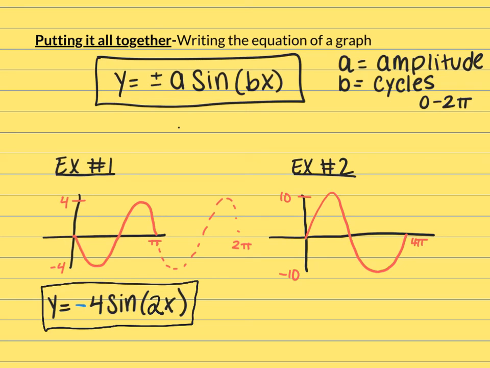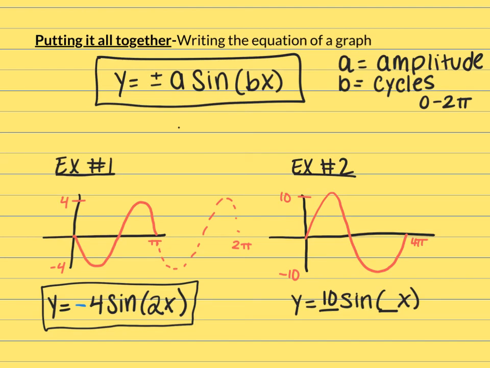All right, let's try another one. So in example number 2, we want to write it in this form: y equals something sine something x. So we need to fill in a spot here and a spot here. If we look, our amplitude is the distance from the midline to how high it goes, which is 10. The midline to how low it goes, which is 10. So that tells me that my amplitude is 10. Now I don't need to put a negative because I'm recognizing that the graph starts at the origin and goes up first. Therefore, it's a positive sine graph.